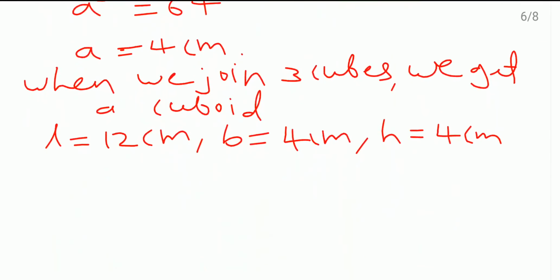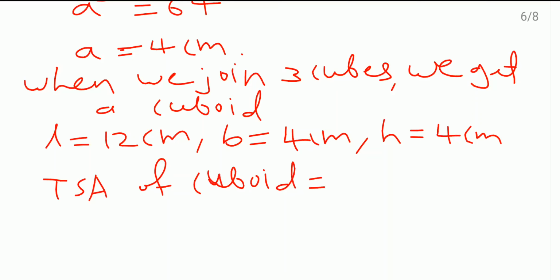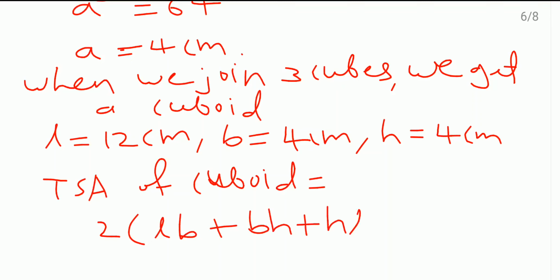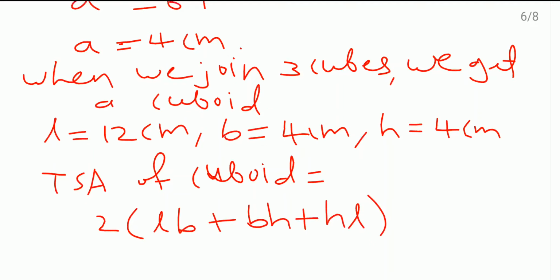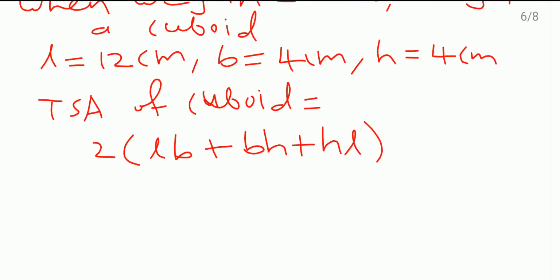Now they are asking us the total surface area of the cuboid. So we'll use the formula: TSA of cuboid is equal to, the formula is what? 2 times (LB + BH + HL). We'll just substitute the values here. This formula you should know.